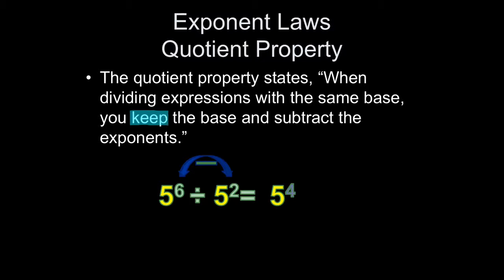Here's your example. The base is 5. The exponents are 6 and 2. So we're going to keep the base of 5, and 6 minus 2 equals 4. And that is a way to simplify expressions with exponents that are being divided. Keep the base, subtract the exponents.